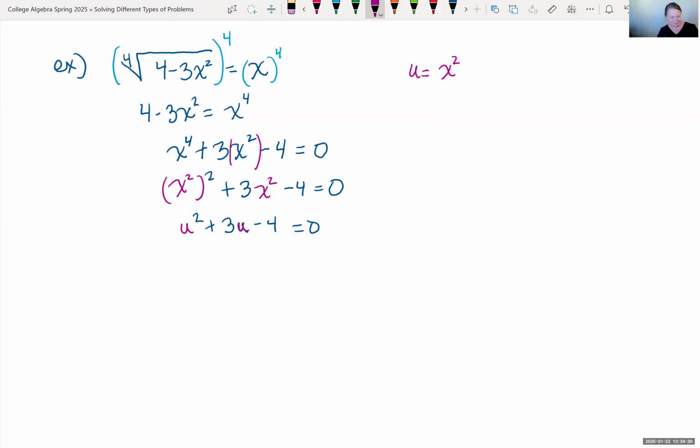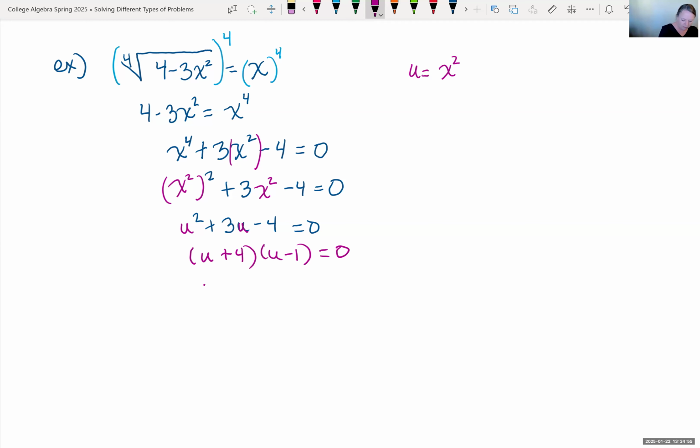I'm happy that the coefficient in front of the square is 1, so I don't have to worry about using the AC method. You can, but it's overkill. All I need to find are those two numbers that multiply to -4 and add to +3. I know +4 and -1 would do that, so I can factor this as (u + 4)(u - 1) = 0.